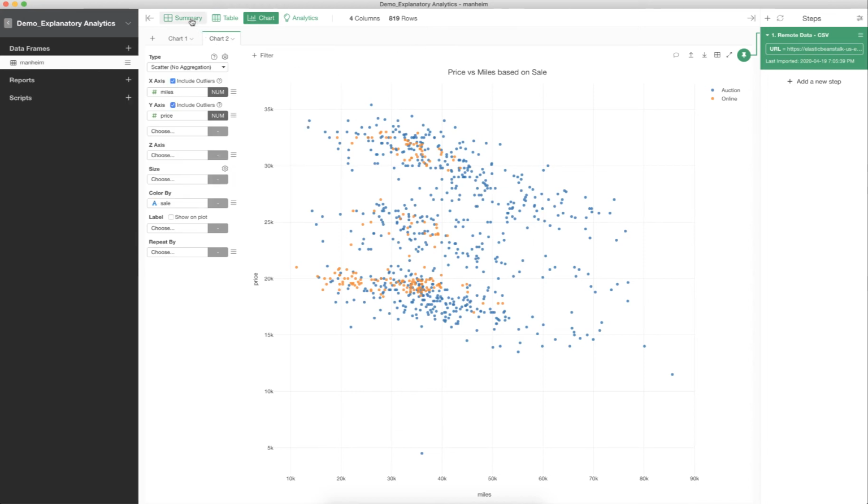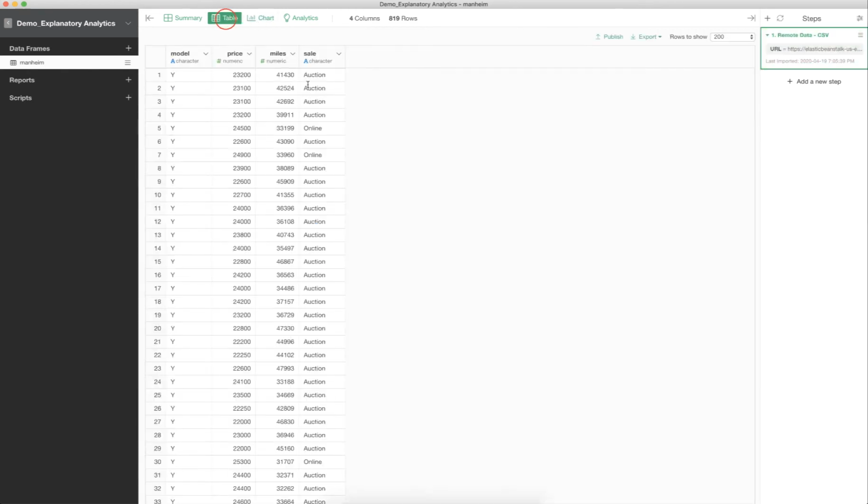Based on these visualizations, we can confidently say that the price of the car is in fact dependent on miles of the car, the model of the car, and there is some association with the way the car is sold. And so this data says something about the association between the variables. In our case, the variables are model, price, miles, and sale.